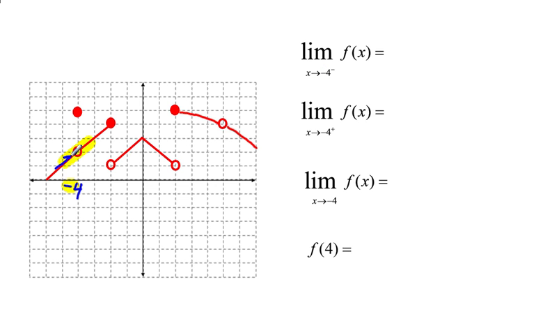We're coming in this way, and we want the y value, which is going to be 2. What's our limit as we come in from the right? Oh, we're approaching the same y value of 2. So that's 2. I see that my limit from the left and right are the same, therefore my limit as I approach -4 is 2.